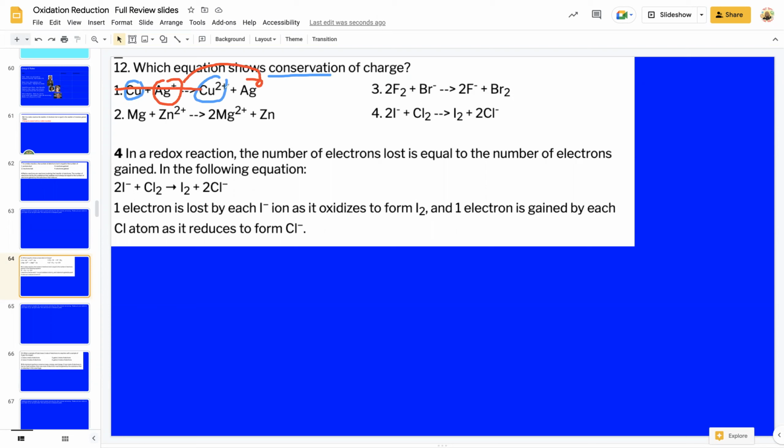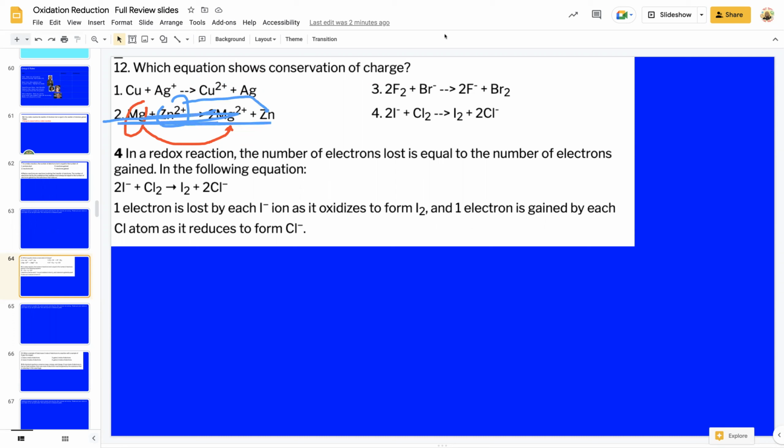So it can't be that, right? Over here, magnesium, this is 4 electrons total because there's 2 of them. So this can't be right because this is losing 4 electrons. And then zinc, let me clear this up. So magnesium is losing 4, and then zinc is only gaining 2. So it can't be that.